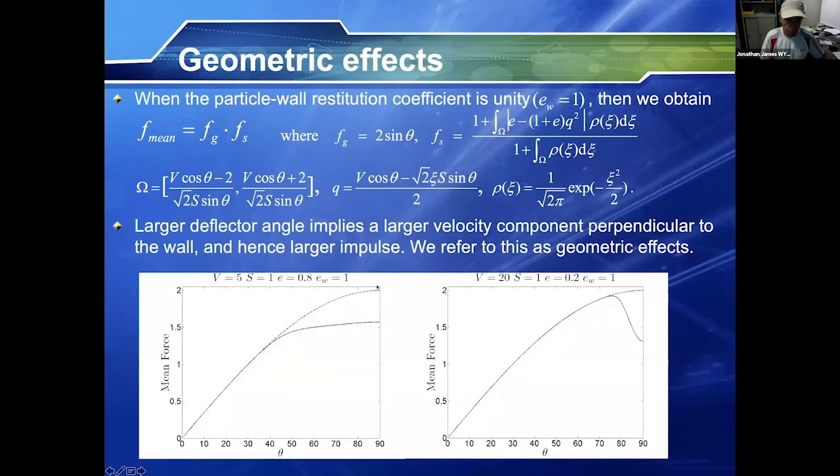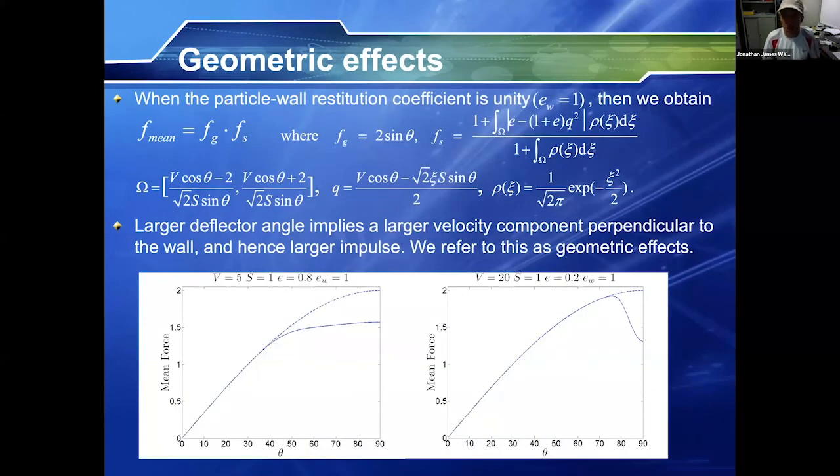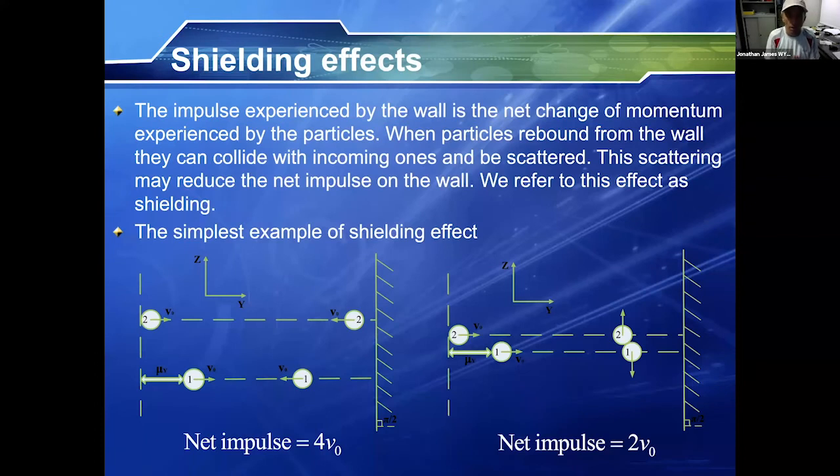Okay, so you can see that the geometric effect is capturing everything up until here, about 45 degrees. And when we have a more dilute jet, it's capturing it all the way up to about 70 degrees. So the geometric effect can be very, very important. But when we go to higher angles, then somehow this scattering effect is becoming important. What I'm going to call the shielding effect. Now, what is the shielding effect?